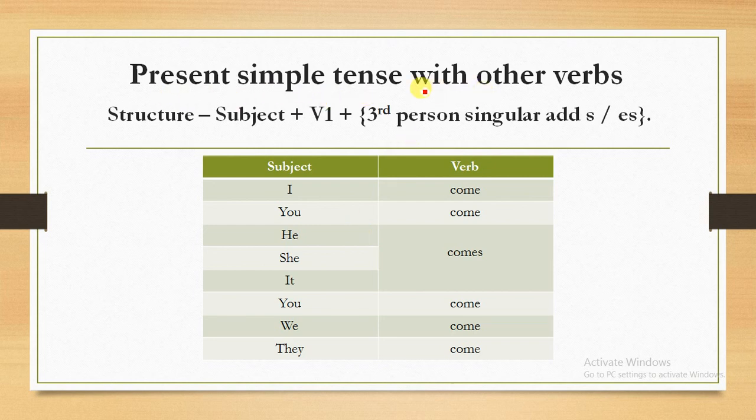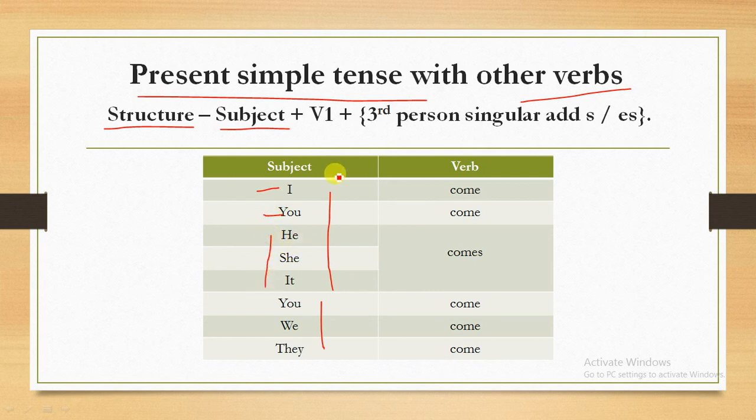Okay, so here we will see the present simple tense with other verbs, that means how we can create simple sentences with the help of other verbs. First of all we will see the structure or syntax of this. Subject means I, you, he, she, it, you, we, they. These are plural and these are singular. This is the first person, this is the second person, and these come in the third person. V1 means the verb base form or the verb's first form, plus if the person is singular, meaning third person, for he, she, it, we use s or es with the verb.